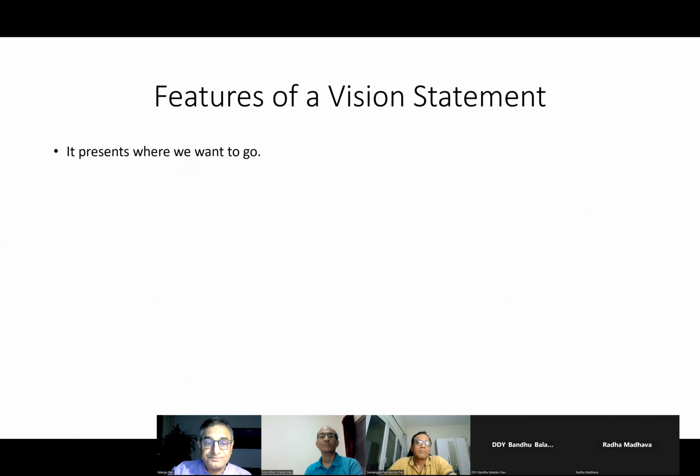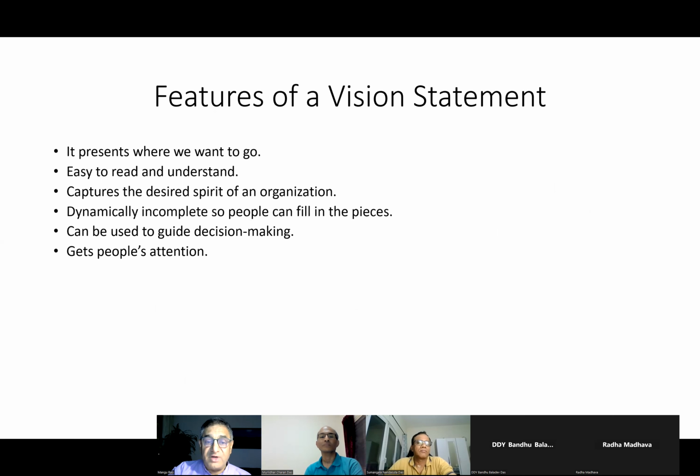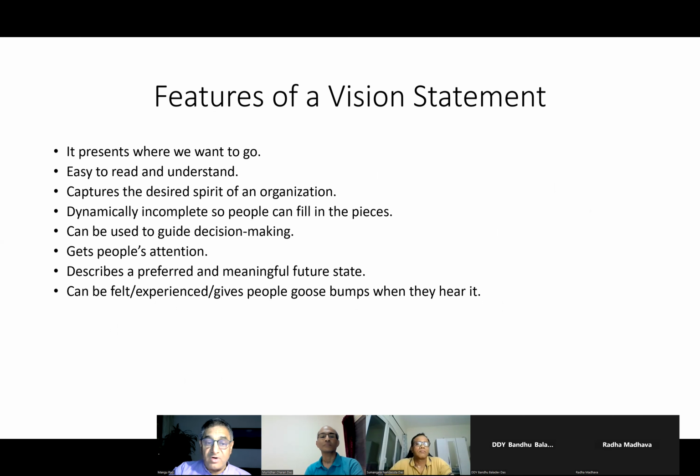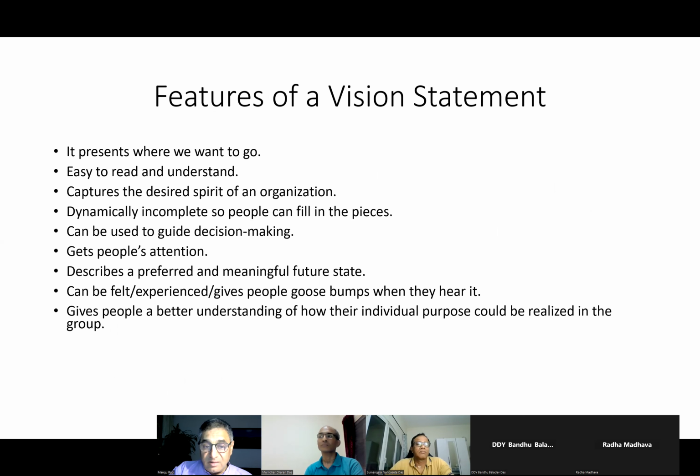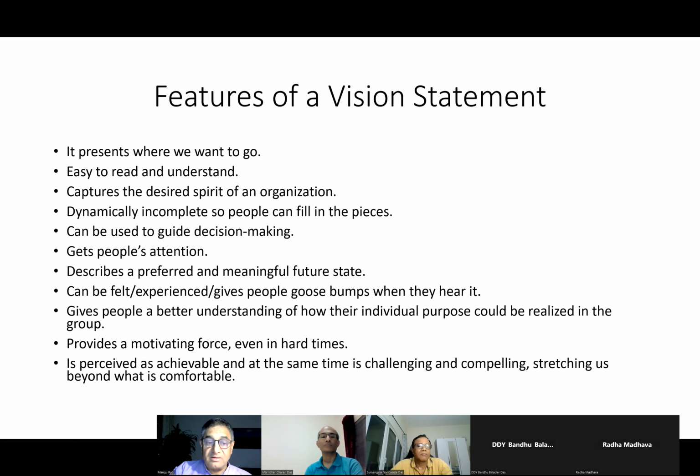So I'll quickly go. So vision: it presents where we want to go, easy to read and understand, captures the desired spirit of an organization, dynamically incomplete so people can fill in the pieces. Okay. So it evolves also sometimes, can be used to guide decision making, gets people's attention, describes a preferred and meaningful future state. And this is what I told Sumangal Prabhu, can be felt, experienced, gives people goosebumps when they hear it.